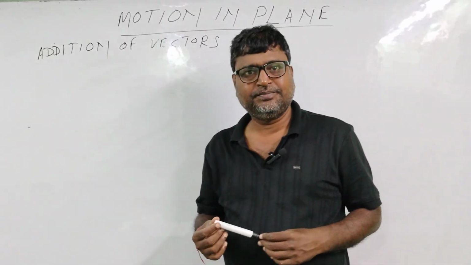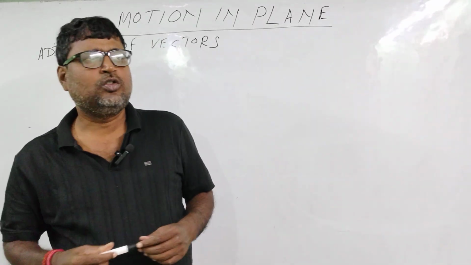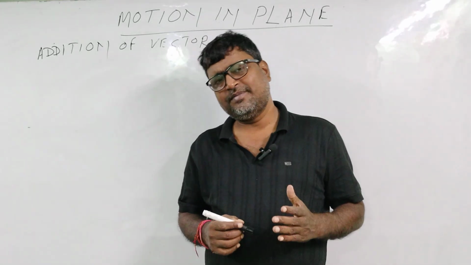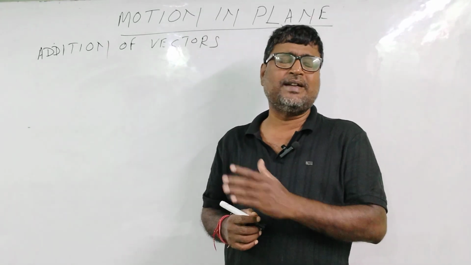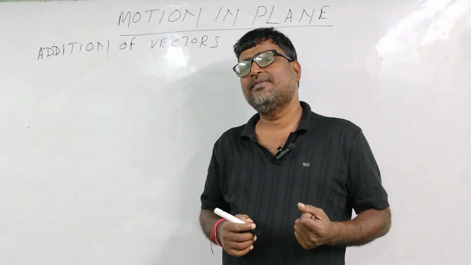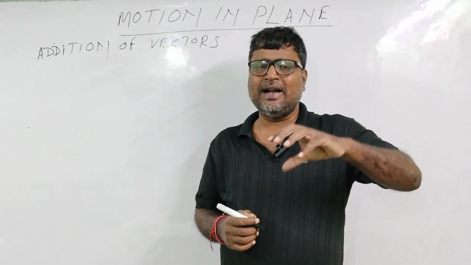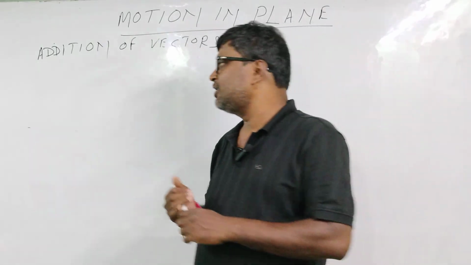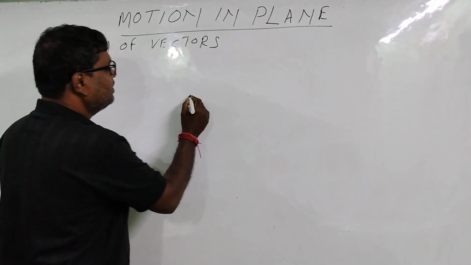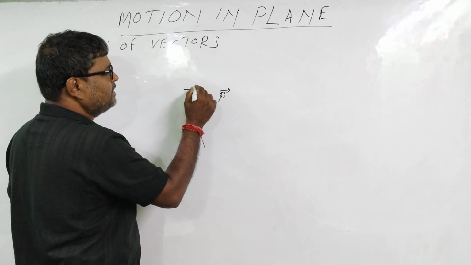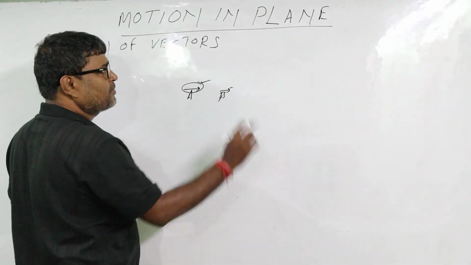Addition of vectors. Vector means it has both magnitude and direction. A physical quantity which has magnitude and direction is a vector. This is the representation of a vector A, B, indicating the directions.